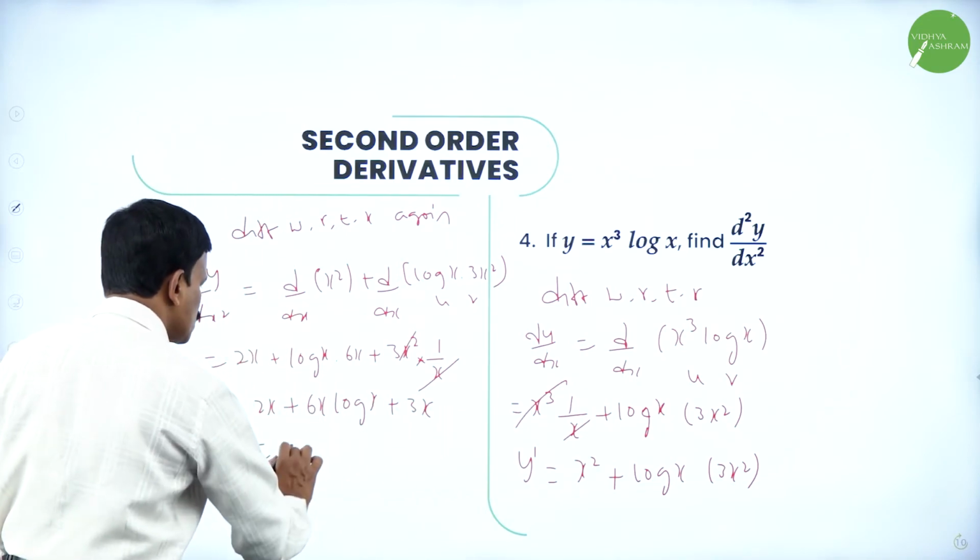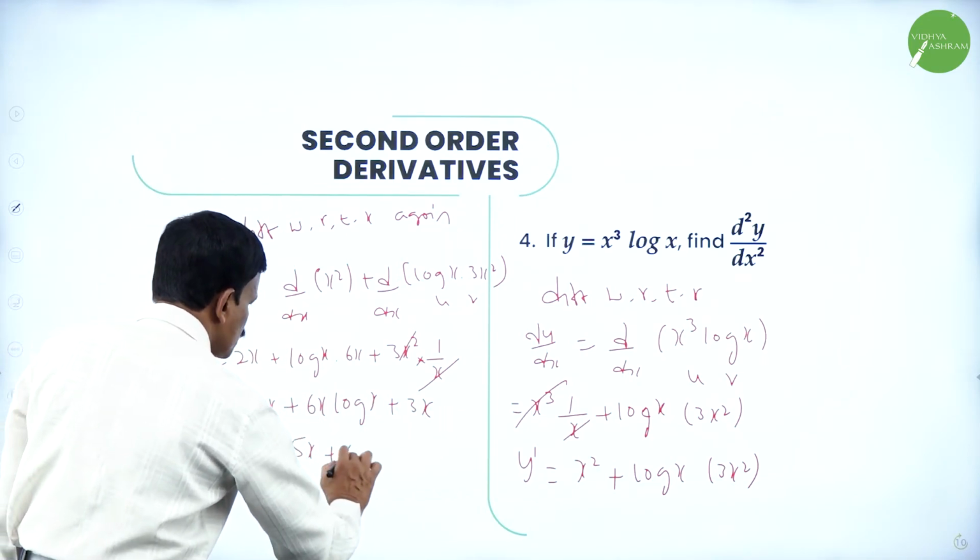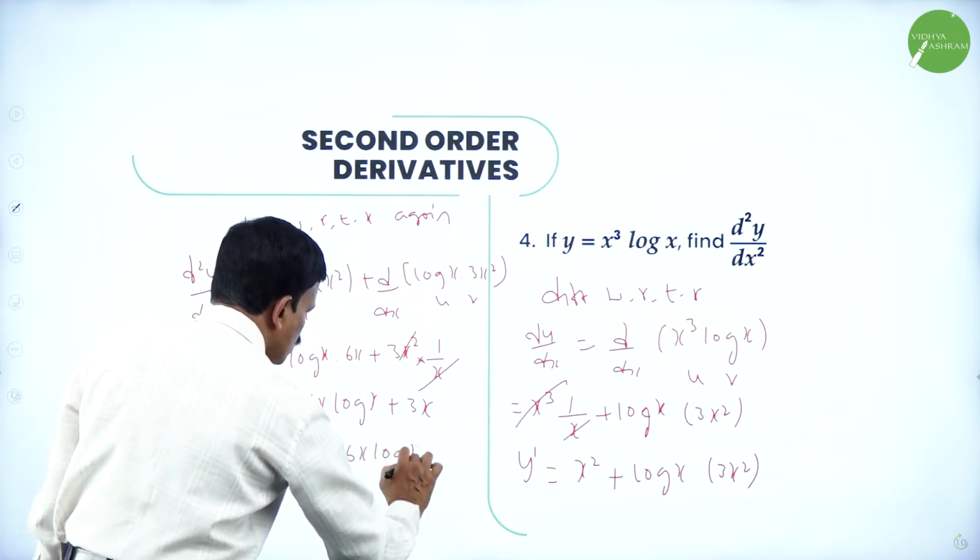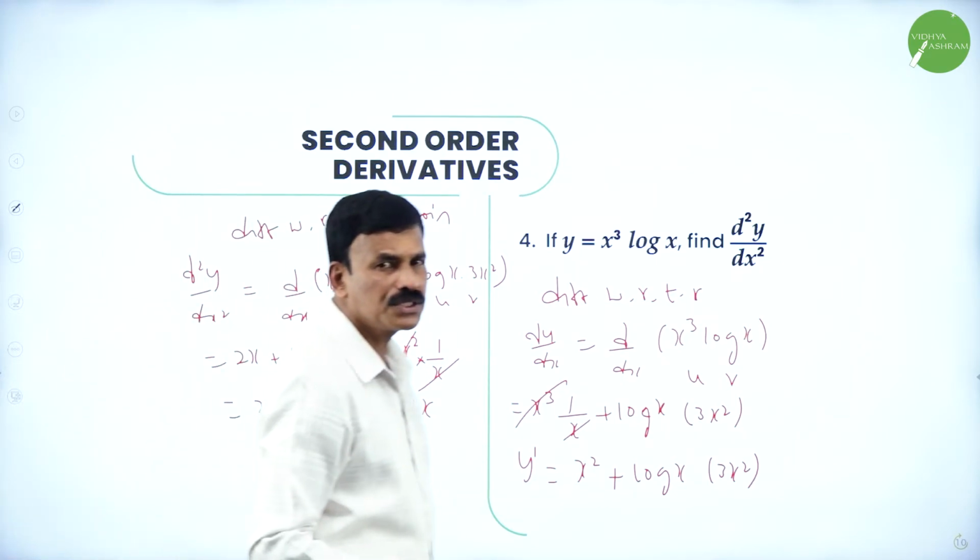So add 2x plus 3x is 5x plus 6x log x. This is the differentiated answer. That's it.